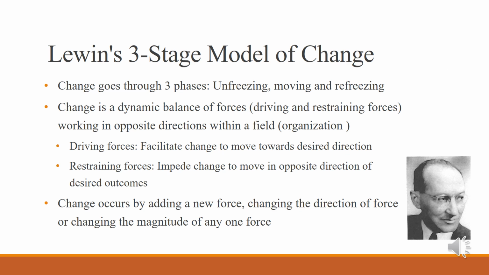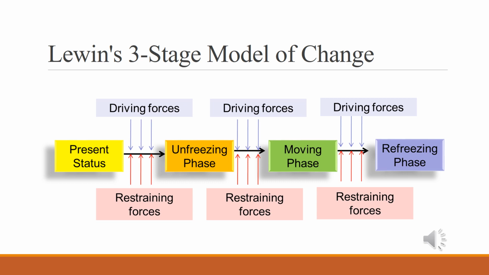So the last principle that he mentioned is that change can occur, right, and will occur if you add additional new force or driving force towards the change, or you can change the direction of the opposing or restraining forces. Or sometimes what you can do to effect your change, right, you can change the magnitude of any of the forces. Now this picture summarizes what Lewin's 3-stage model of change looks like.